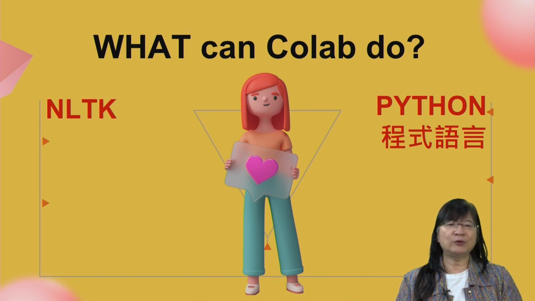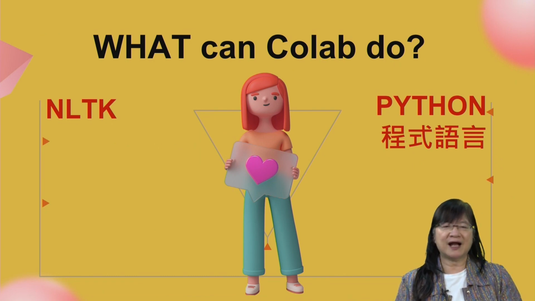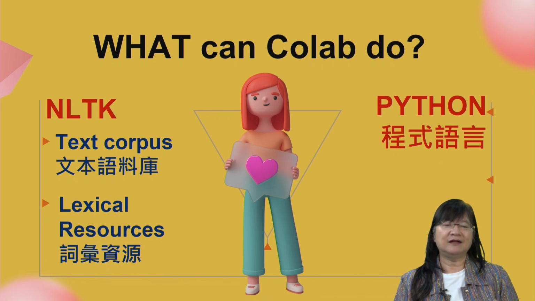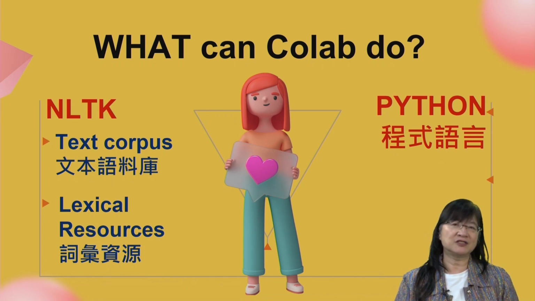Okay, so what can Colab do? Well, Colab is the co-laboratory. There are two parts for you in this program. First one is about NLTK, and second one is about the Python language. With NLTK, we will check our text, for some classic literature, like Shakespeare, and novels, like Jane Austen. And then lexical resources, for example, parts of speech, stemming, lemmatization, and named entity recognition.